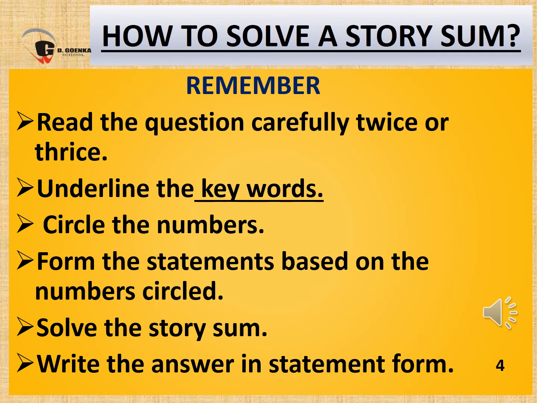Keywords, as you know, are those words we just saw in the last slide. Keywords like total, how many in all, more, altogether, and many more. Next point is circle the numbers. First, you will have to circle the numbers which are given in the particular story sum. Then form the statements based on the numbers circled. This point will be clearer to you when we solve a few examples.